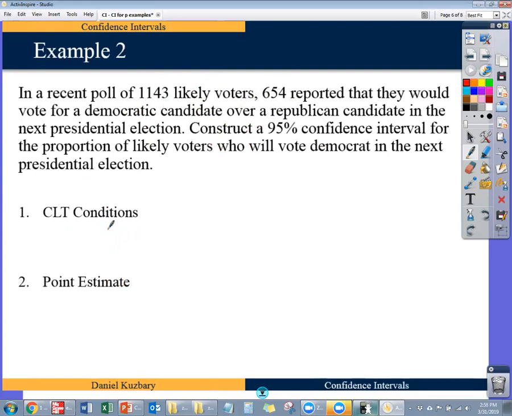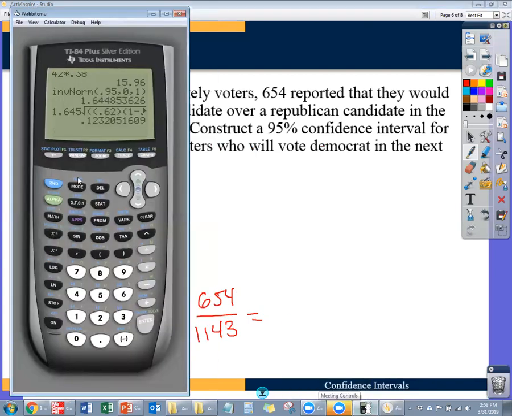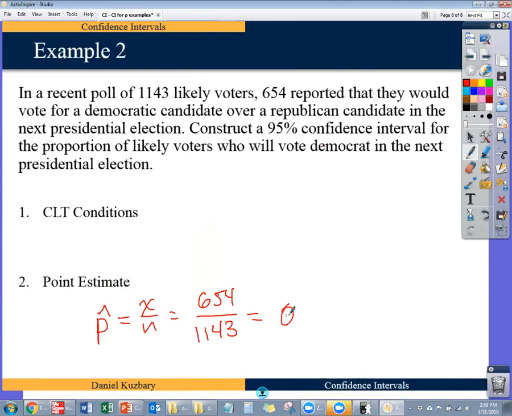So we can check our CLT conditions. Actually, first let's do the point estimate because we need p hat. So p hat is equal to x over n, which is equal to 654 over 1,143. And I don't know that off the top of my head. Great, and we get 0.57. Let's do 0.57. So 57% is my p hat.